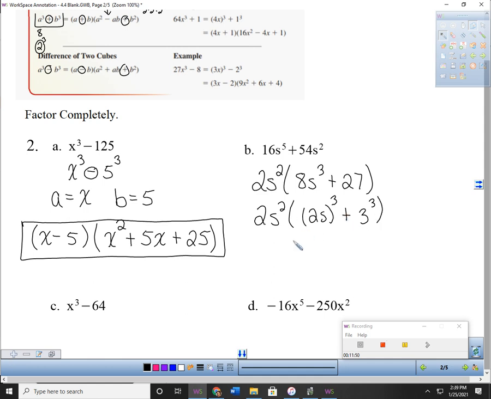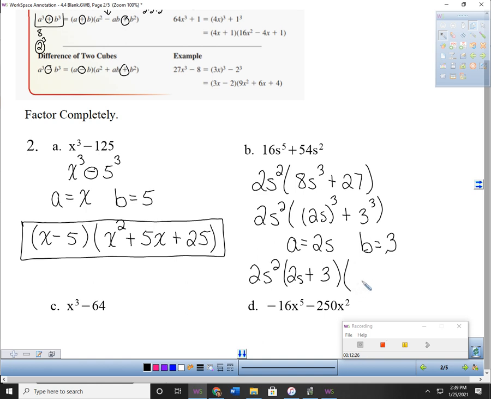So now let's identify what our A and B are. A is the thing that's being cubed in the front, which would be the 2s. And B is the thing that's being cubed at the back, so that would be 3. So I will leave the 2s squared up front, and now I'm going to plug into my formula. So I know the first one is going to be the A and the B with whatever sign this is. So I have a plus sign, so that's going to match right here. So I put the 2s in front, and I put the 3 at the back.